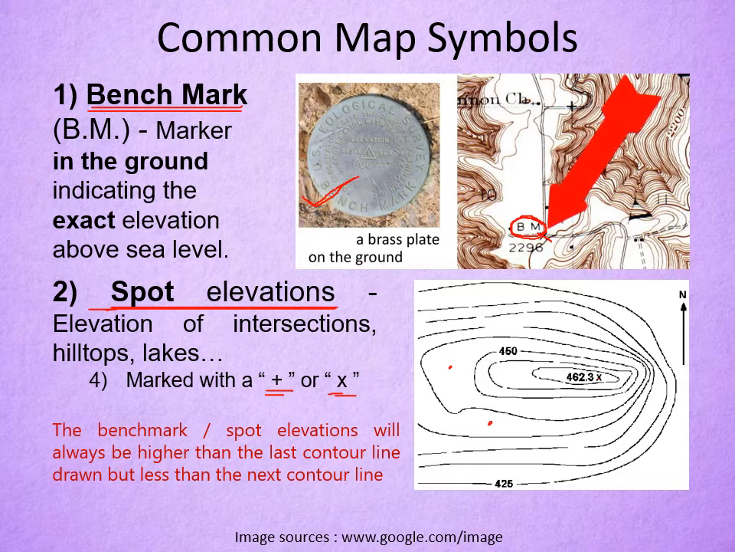So the benchmark term is used for some special cases, and from the local geological bodies of the country, these kinds of brass plates are put on the ground on the earth's surface, and in the map they are indicated by markings like BM 2296. 2296 means this is the altitude value and BM means benchmark. So if this point's altitude value is 60 meters, then it will be marked as BM 60.